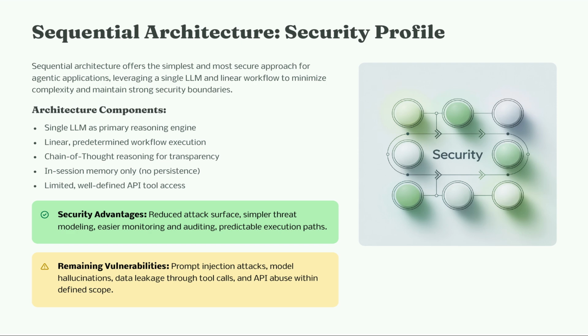Building on our discussion about secure architecture patterns, let's dive into the unique security profile of sequential architecture. This approach is renowned for being both simple and secure, making it particularly suitable for agentic applications. At its core, sequential architecture utilizes a single large language model as its primary reasoning engine, which streamlines the workflow into a linear, predetermined execution path. This configuration not only minimizes complexity, but also establishes strong security boundaries.